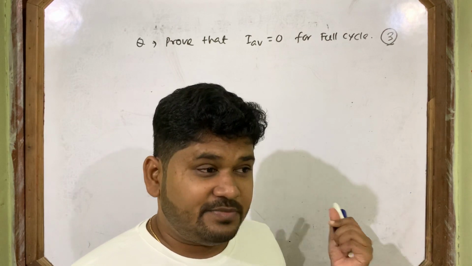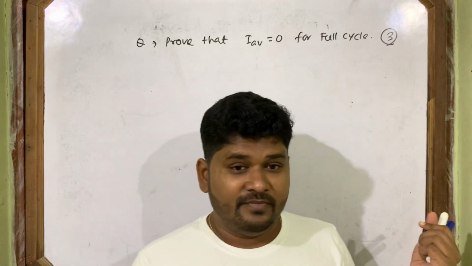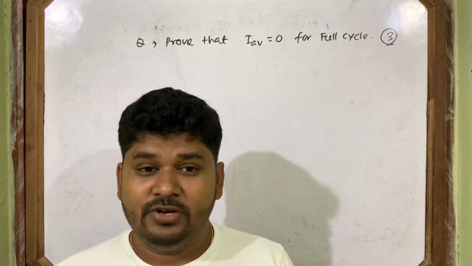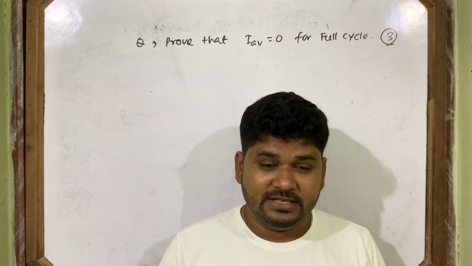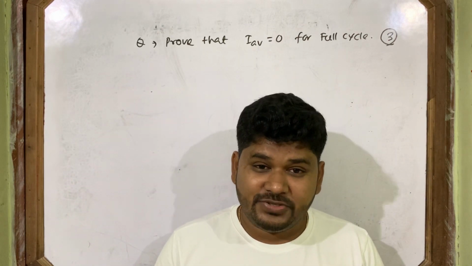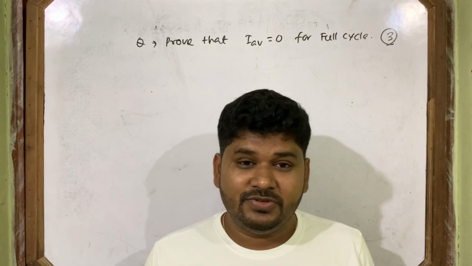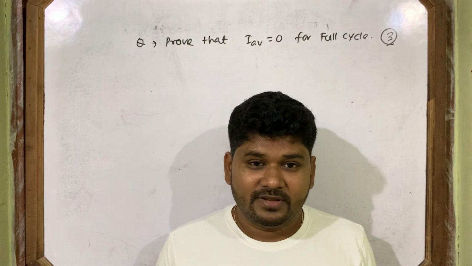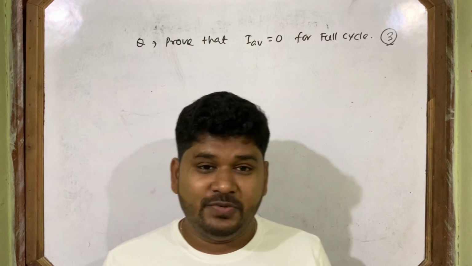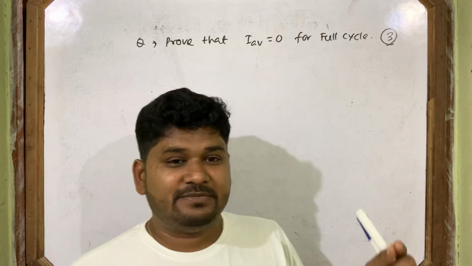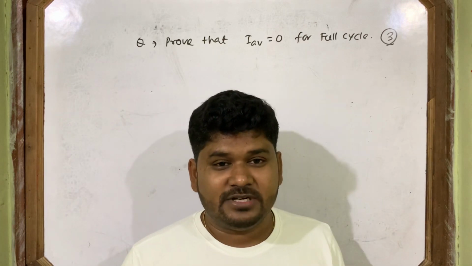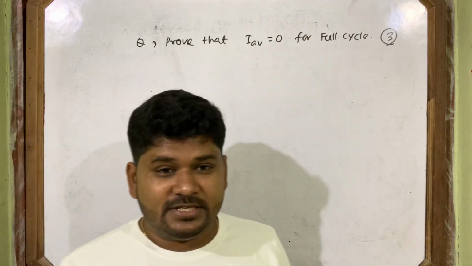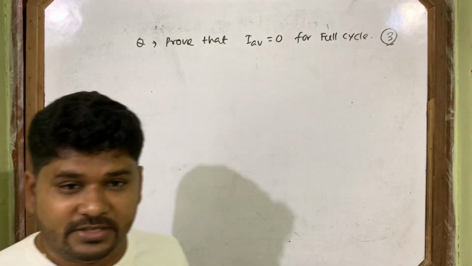I did the integration from 0 to T by 2, but you have to do the integration from 0 to capital T. When you do the integration from 0 to capital T, the charge flow comes out as 0. If the charge flow is 0, then the average value of current will be 0. That question I just gave you to try, so you do this question.